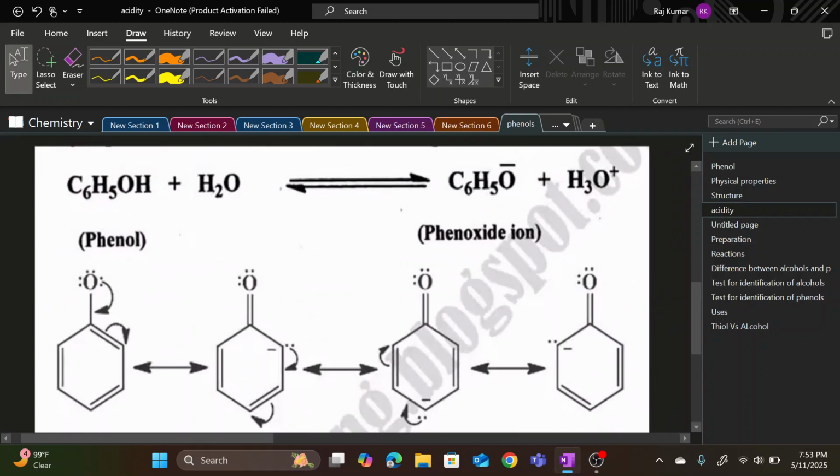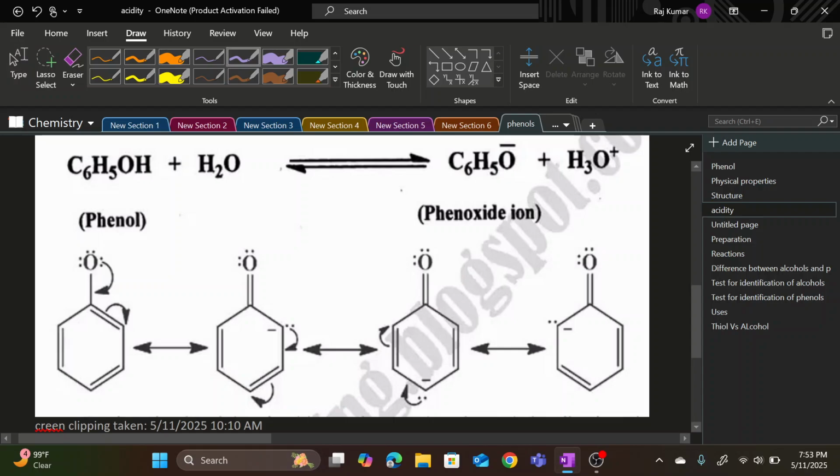Let me explain it through the diagram. It is the same reaction that I completed here. Over here, what actually happens is oxygen delocalizes its lone pair electrons to the benzene ring's pi electrons, due to which the pi cloud is then existing in the form of a resonance structure.